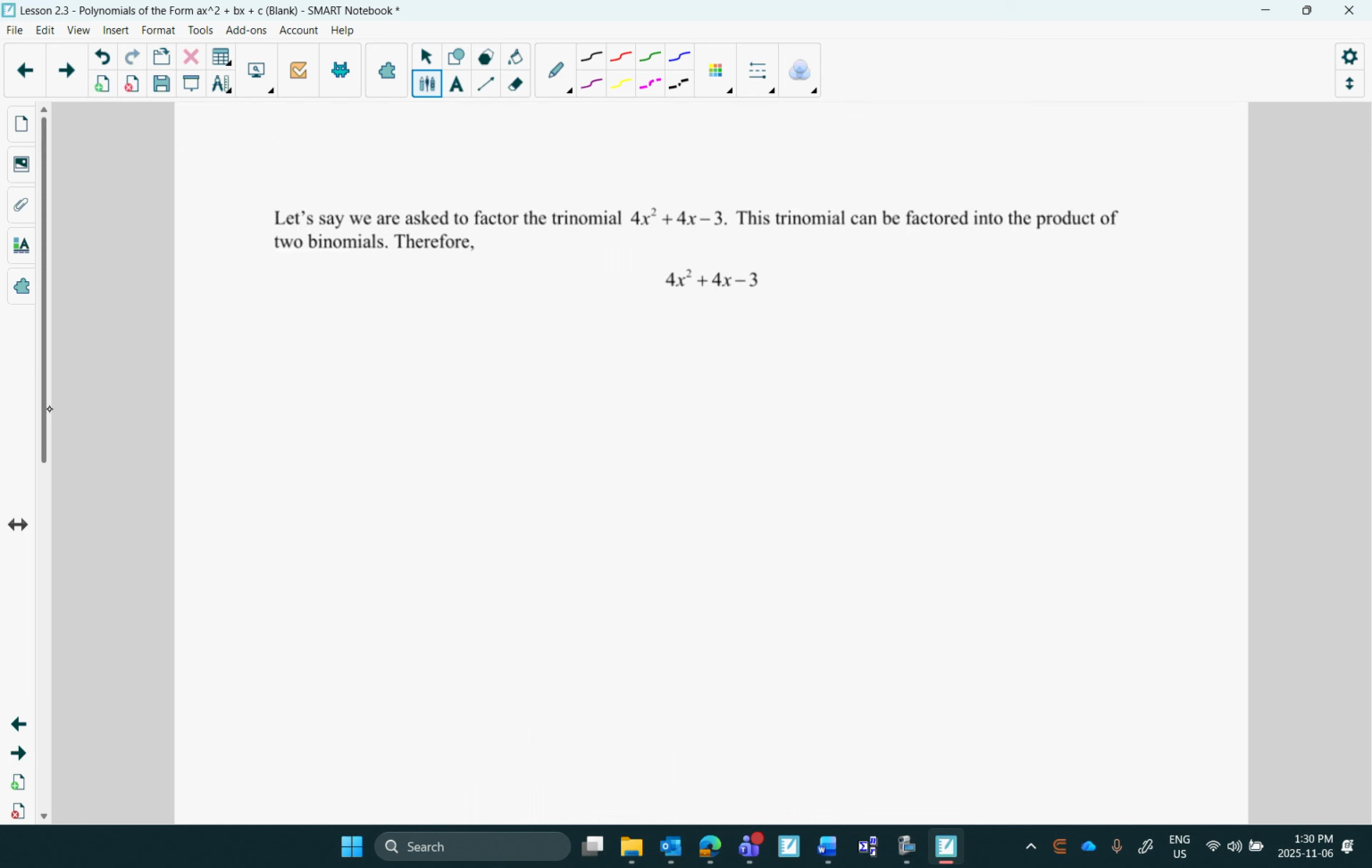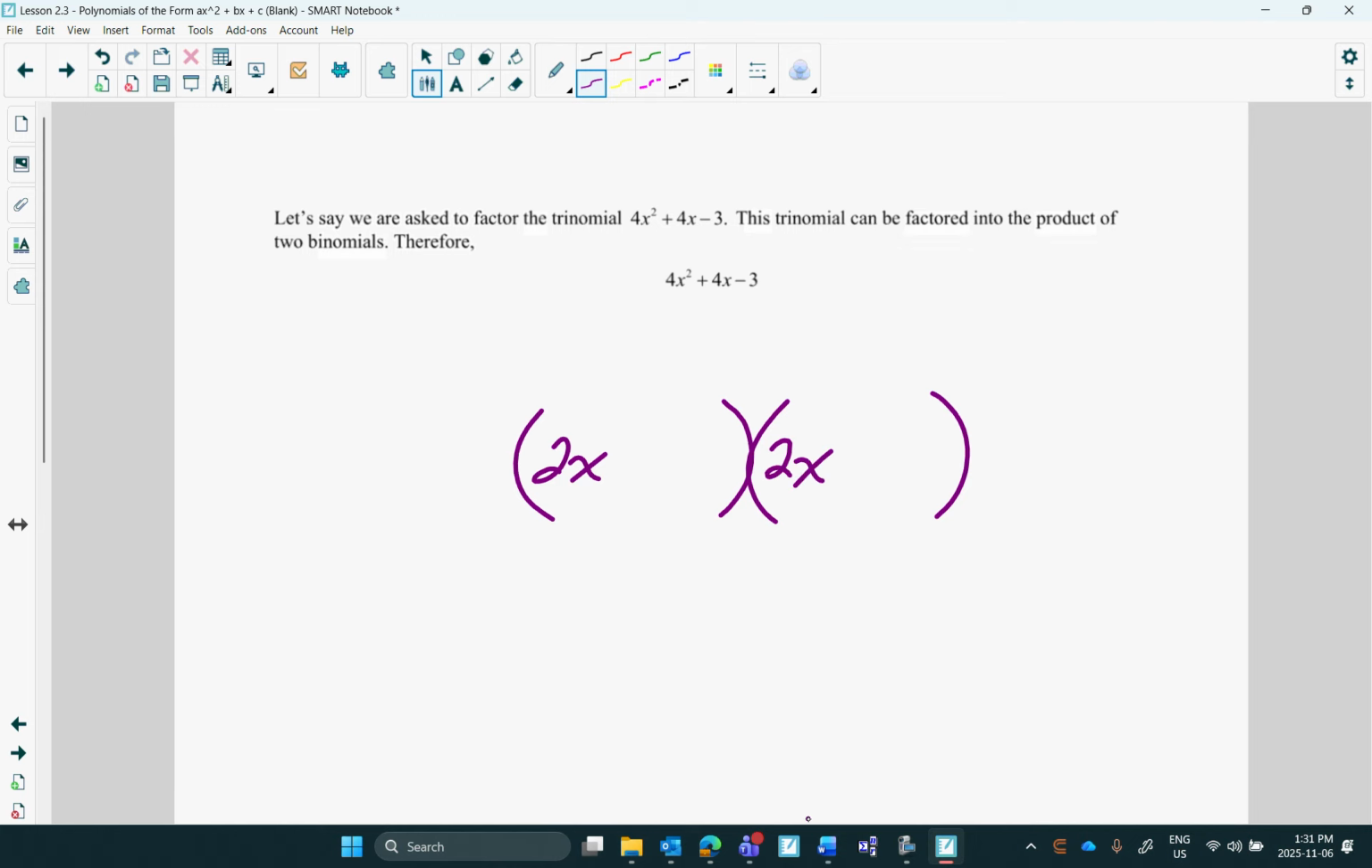Okay, let's try this one. Again, just like we did with the x squared, 2 sets of parentheses. What 2 things multiply together to get 4x squared? 2x and 2x. There is another pair, 4x and x, right? Always try the pairs that are closer to each other. So 2x is closer to 2 than 4x is closer to 1. So let's try 2x and 2x.